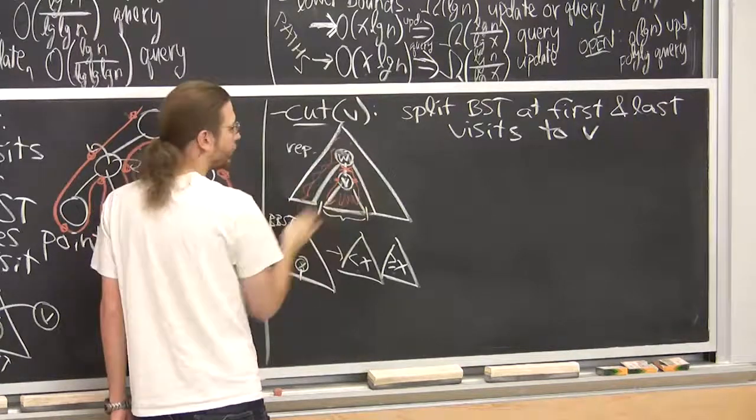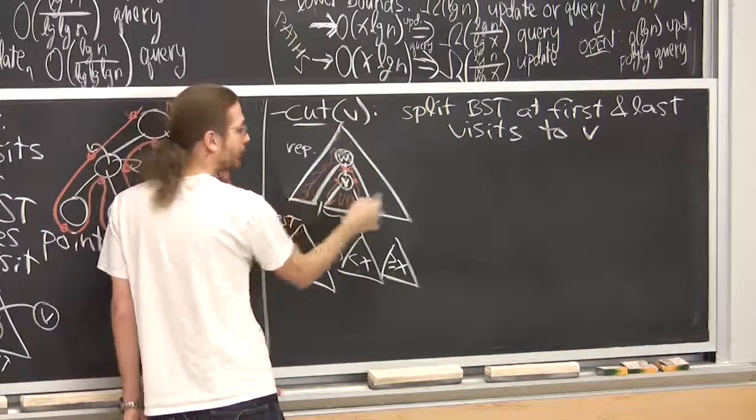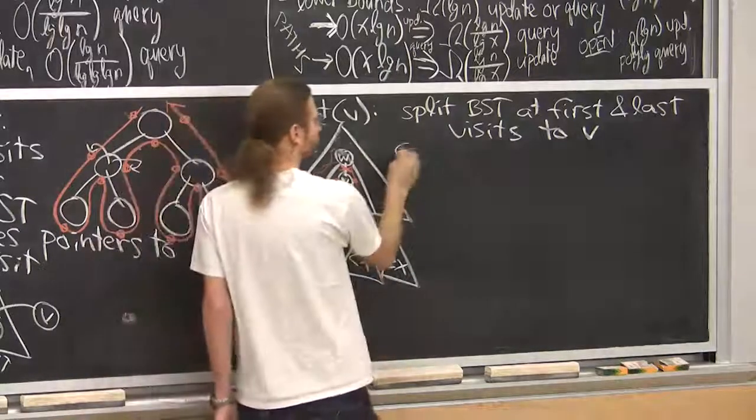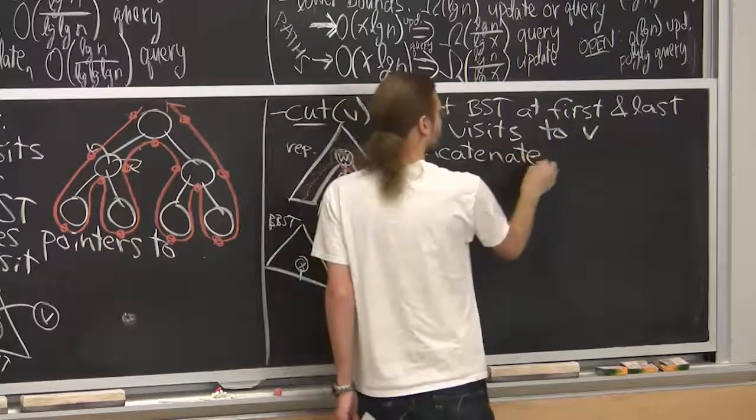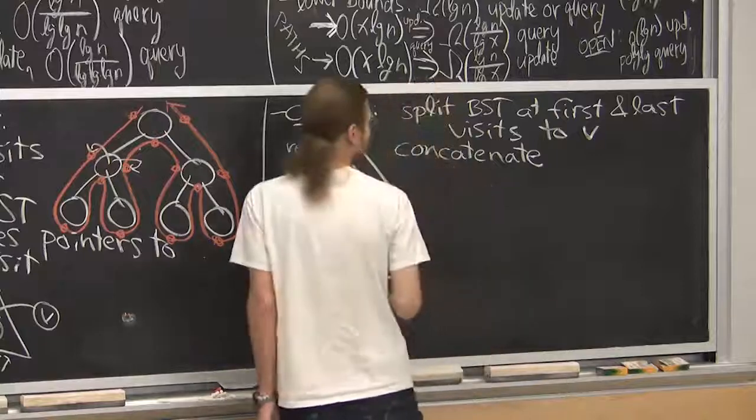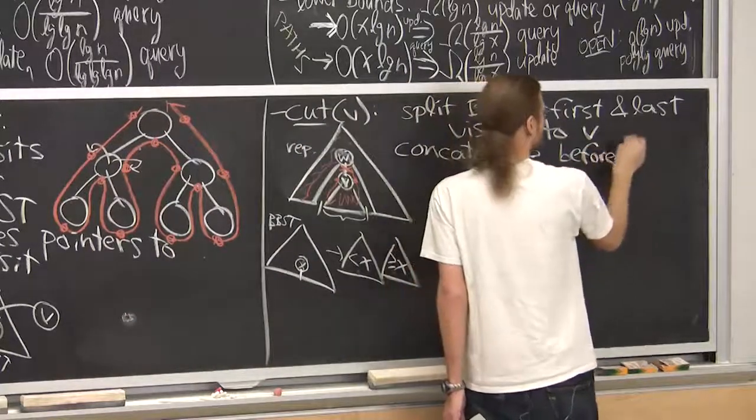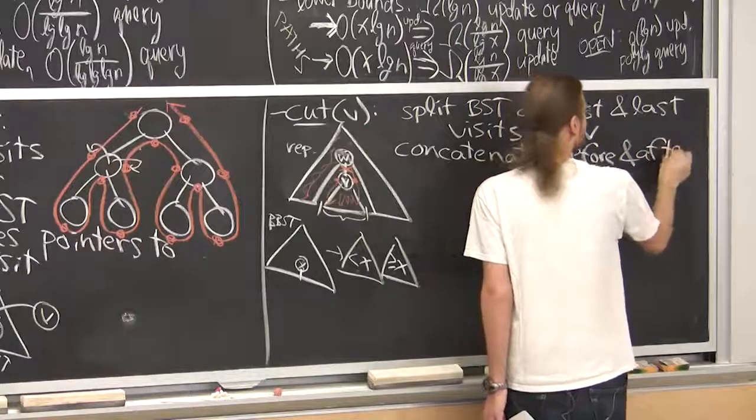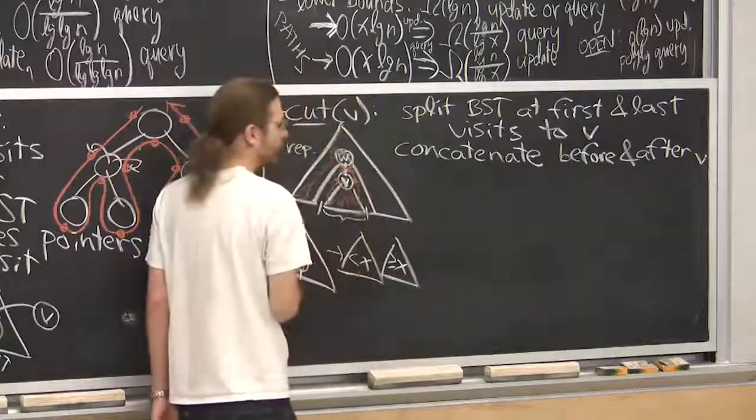But the rest of the tree is in two parts. There's the part to the left of V, the part before we visited V, and the part after we visited V. Those we just have to stick back together, so we concatenate them. So I'll call them the before V tree and the after V tree.